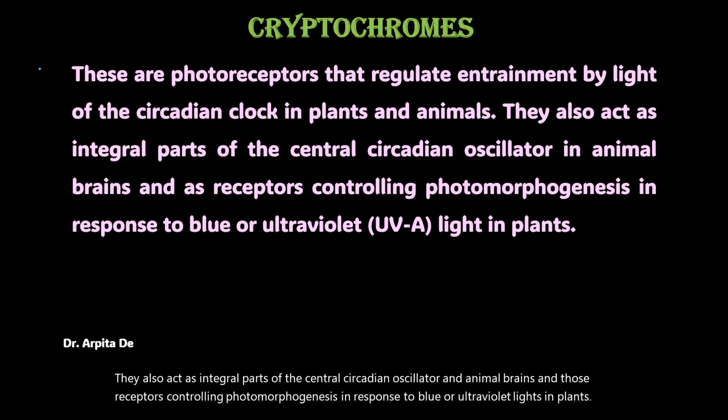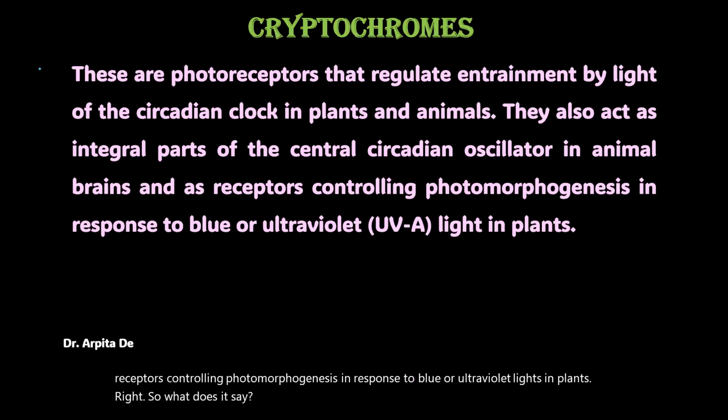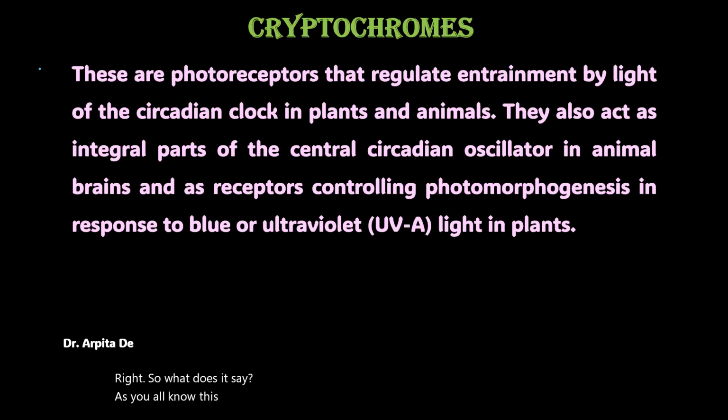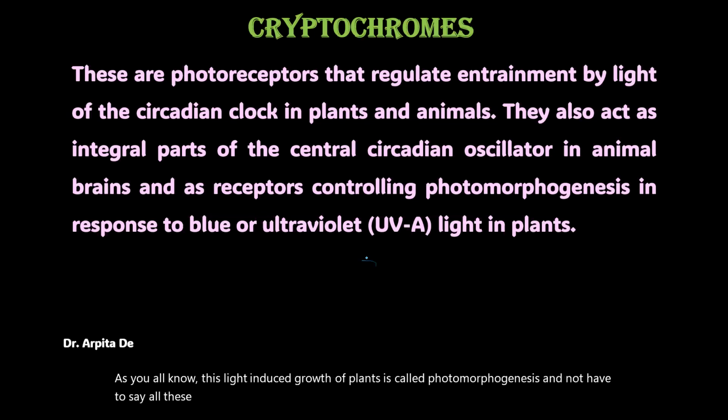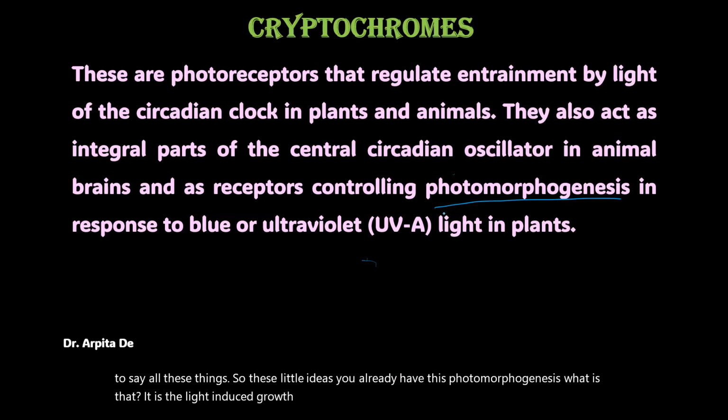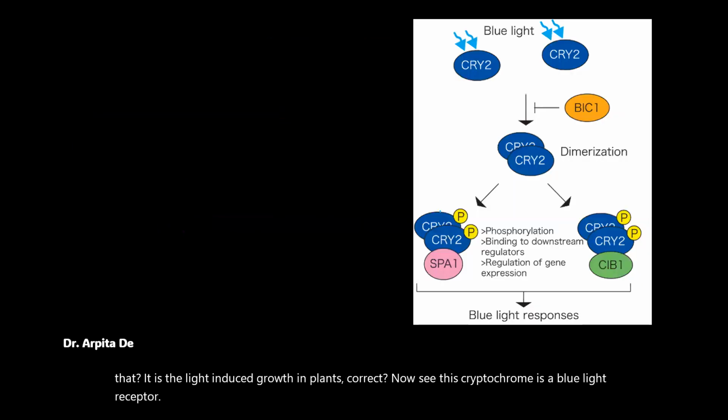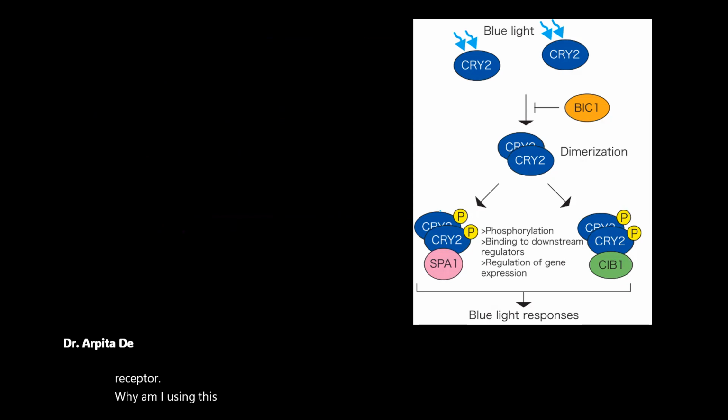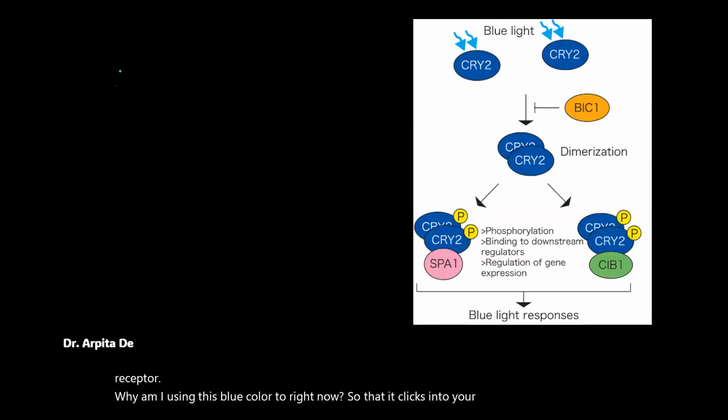So what does it say? As you all know, this light-induced growth of plants is called photomorphogenesis. I'll not have to say all these things, you already have these little ideas. This photomorphogenesis, what is that? It is the light-induced growth in plants. Now see, this cryptochrome is a blue light receptor. Why am I using this blue color to write now? So that it clicks into your mind and you remember.